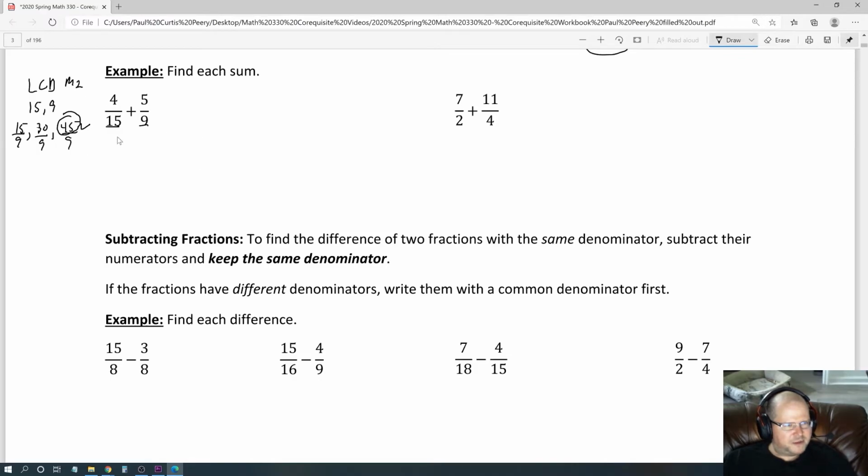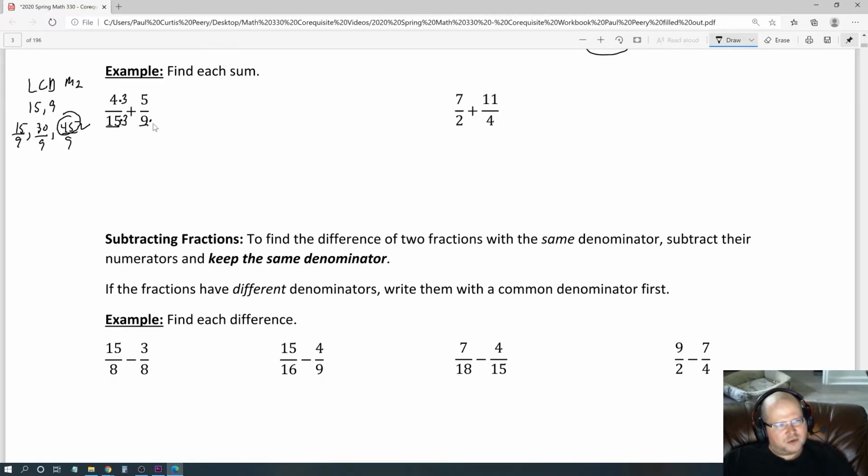Okay, method 2. So all it means now is we need to turn both the 15 and the 9 into 45s. We turn the 15 into a 45 by multiplying by 3. And to keep this an equivalent fraction, or not break the value of the fraction, we have to multiply the numerator by 3 as well.